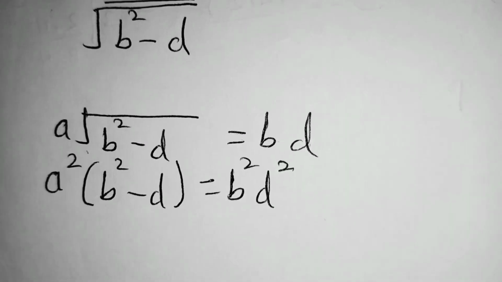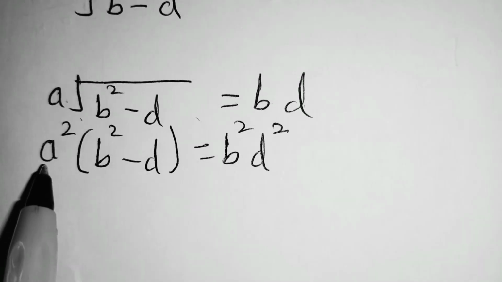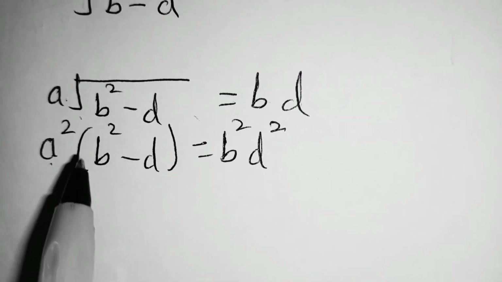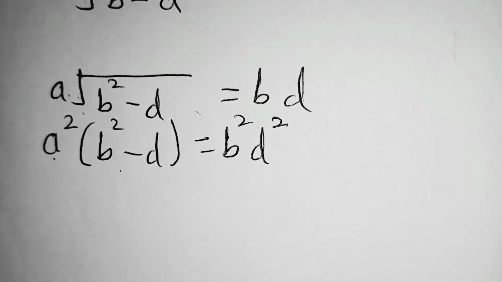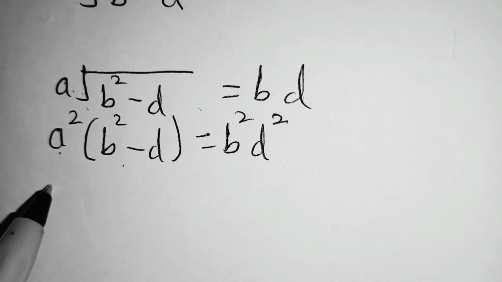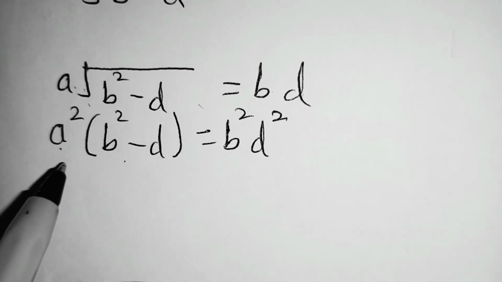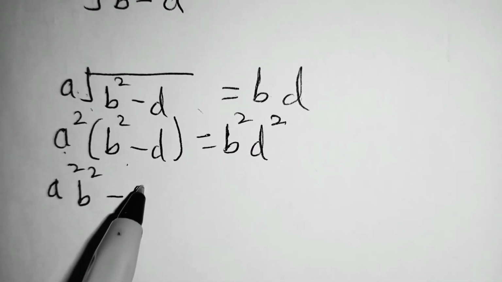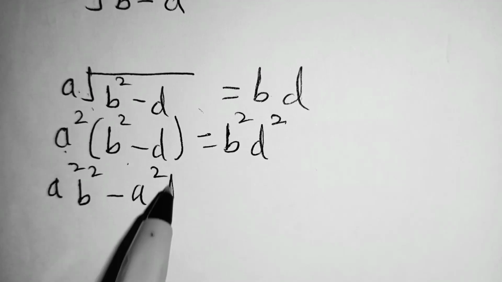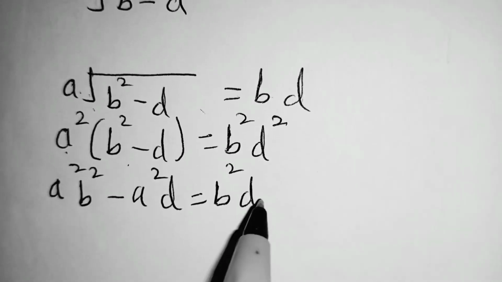So here you square so that you remove this square root. Square of a is a squared. When you square and you take square root, you obtain that value. Then you remove the bracket so that we have a squared b squared minus a squared d is equal to b squared d squared.